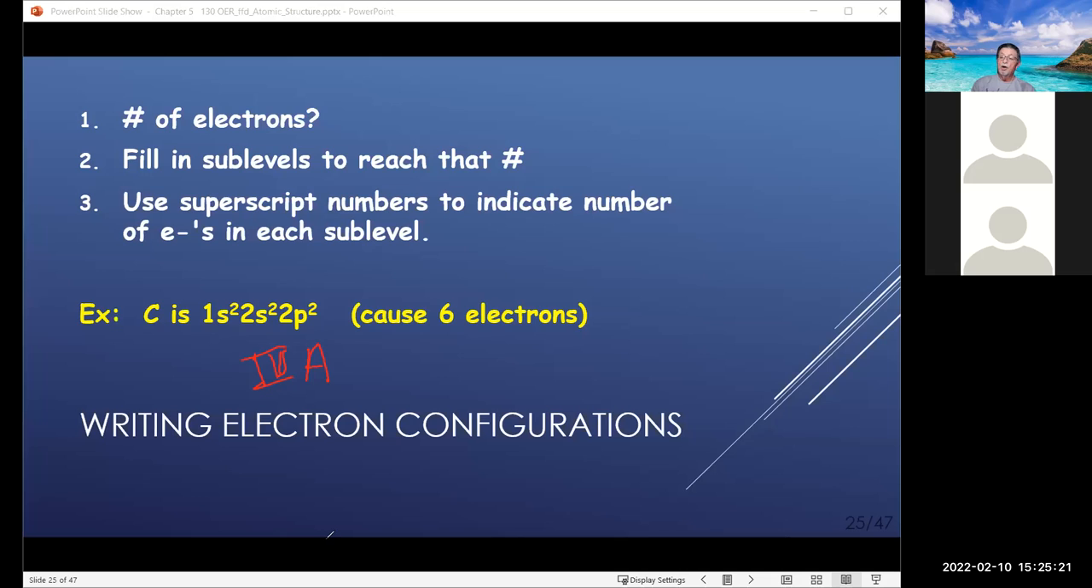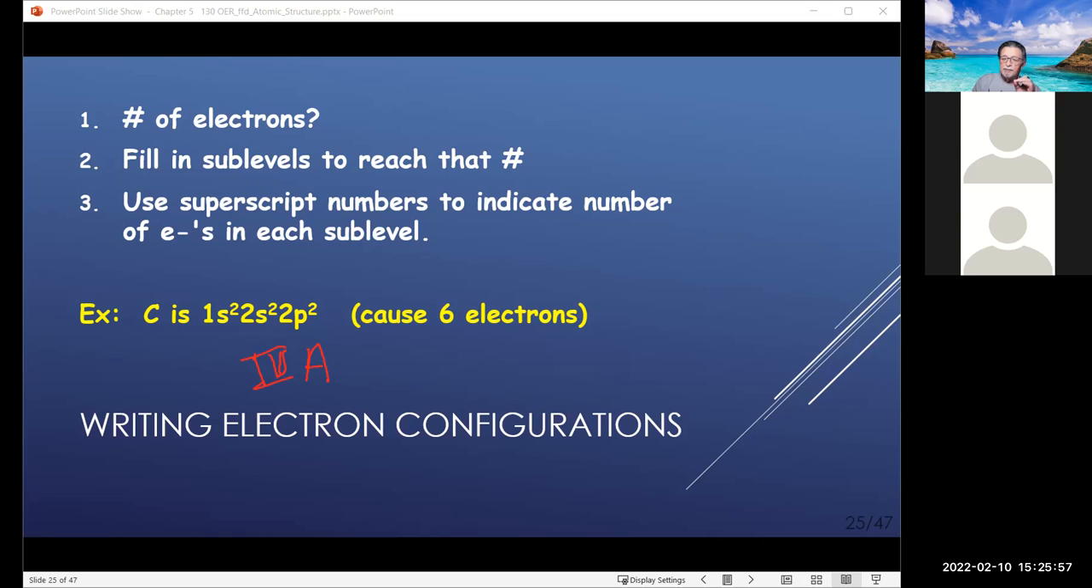Roman numeral 4A tells you that there are 4 valence electrons. Valence electrons are those electrons in the outermost energy level. So of the 6 electrons carbon has, 4 of them are in the outermost shell. And that is where all the action happens. That's where all the chemistry happens, okay?